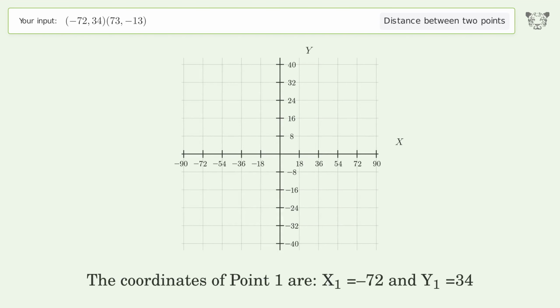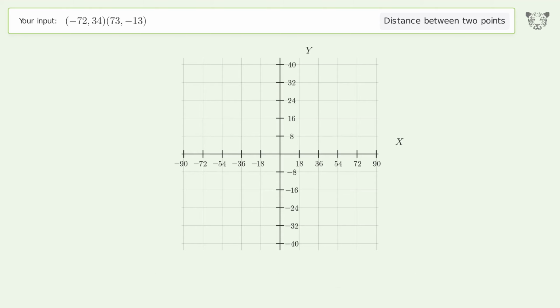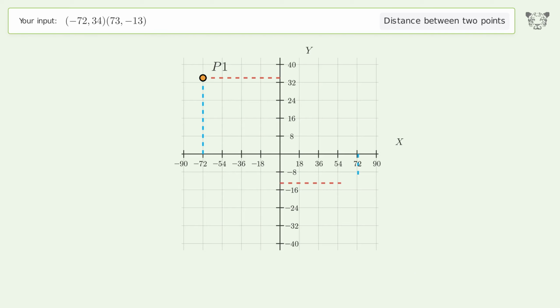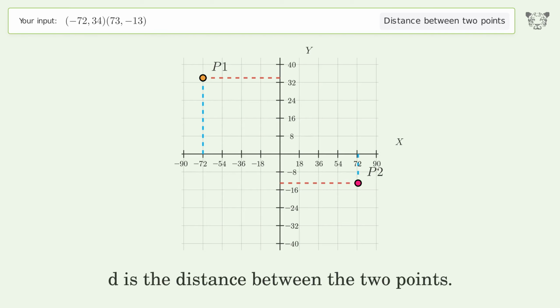The coordinates of point 1 are x1 equals -72 and y1 equals 34. The coordinates of point 2 are x2 equals 73 and y2 equals -13. D is the distance between the 2 points.